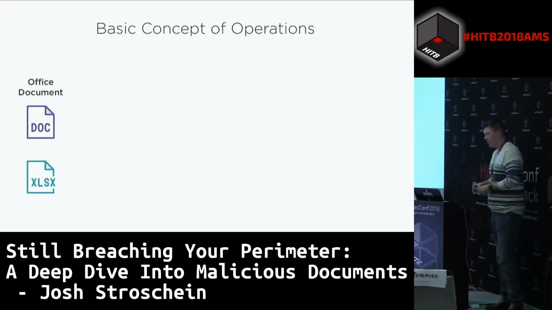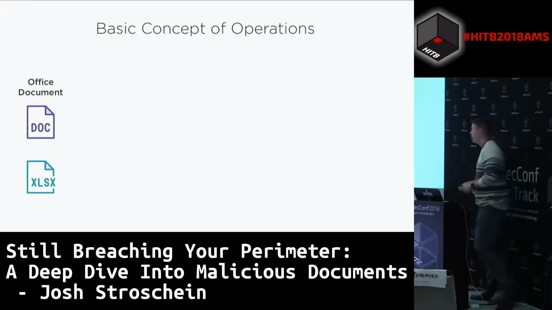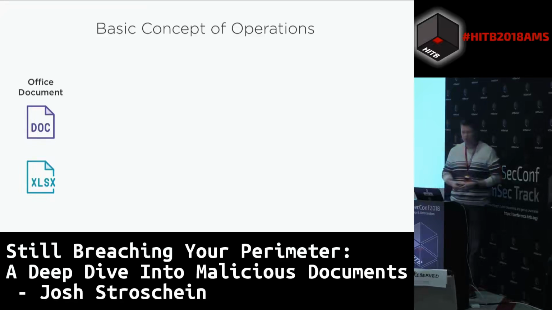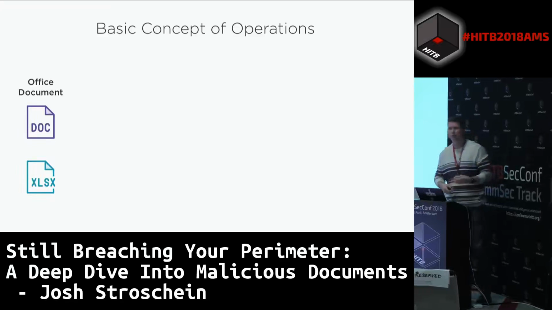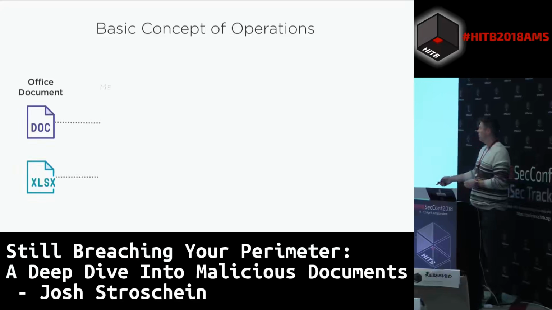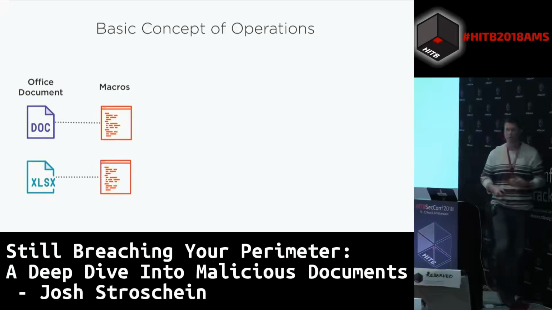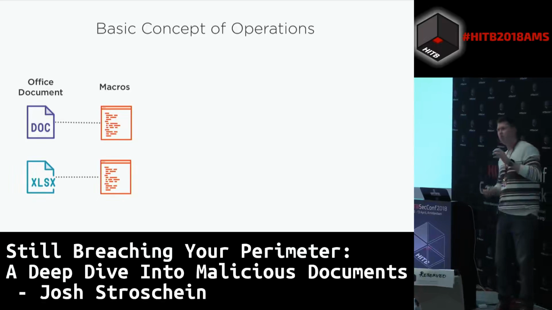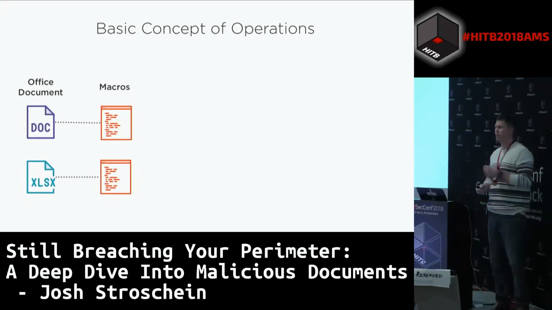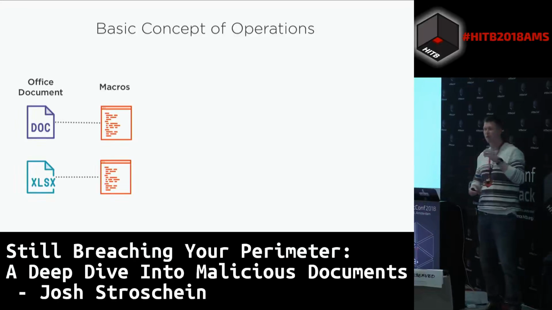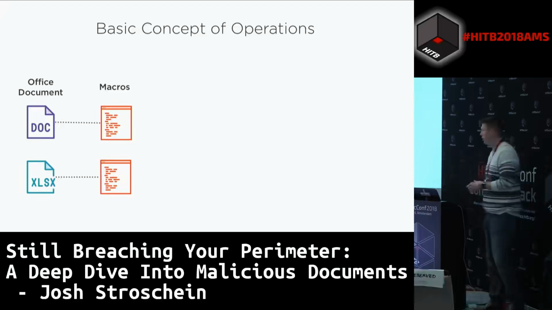I'd like to start with a basic concept of operations. All right, we have our Office documents, a doc, a spreadsheet, a PowerPoint, really anything in the suite that allows you to enable macros. This brings us to the next stage, which is the macro execution. So the document itself, with default settings, would require a user to enable content, and the verbiage just sometimes changes based off of the actual version of Office.